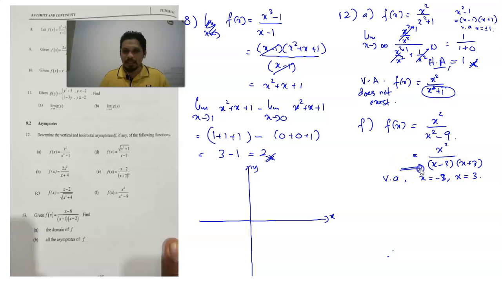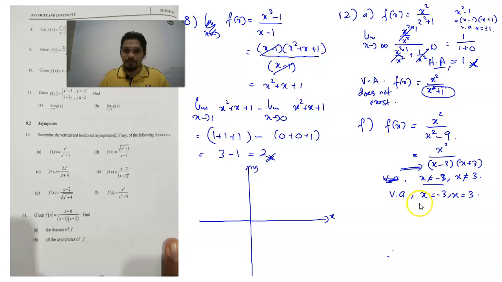So from here, as we know, x cannot be equal to negative 3 and x cannot be equal to 3. 3 minus 3 equals 0, 3 plus 3 equals 9, 9 multiplied by 0 is 0. So something over 0 is undefined. That's why x cannot be equal to negative 3 and x cannot be equal to 3. Automatically, these are the vertical asymptotes, where x equals negative 3 and x equals 3.